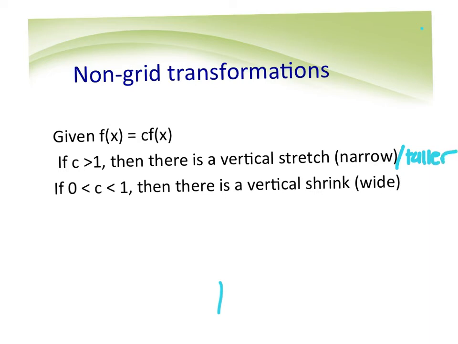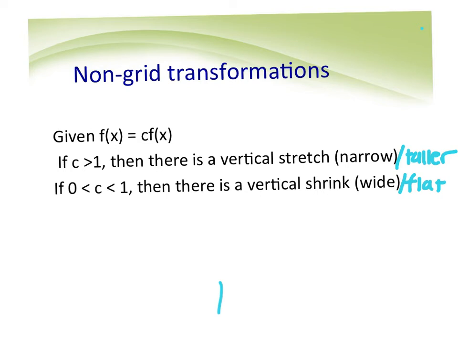If it's in between 0 and 1, so now it's a fraction that's less than 1, there's a vertical shrink, okay? As though the ceiling was collapsing in on your graph, which will make it wide, okay? You can say vertical shrink, okay? Or if it's a square root function, it's going to make it flat.